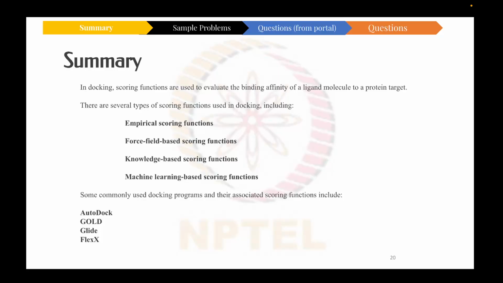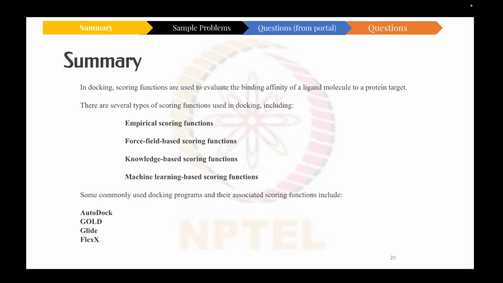So empirical scoring functions, these functions rely on statistical analysis of experiments to determine protein ligand complexes. Parameters include those describing various interactions such as van der Waals, electrostatic, hydrogen bonding and desolvation energies. New docking poses are scored based on their resemblance to the training set. Then we have force field based scoring functions, which utilize molecular mechanics force fields to describe the potential energy of the ligand protein complex. Parameters defining bond, angle, dihedral and non-bonded interactions are employed to calculate the complex potential energy. The resulting energy is used to score the docking poses.